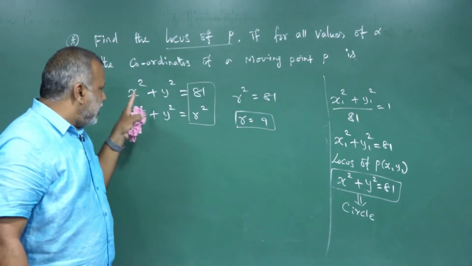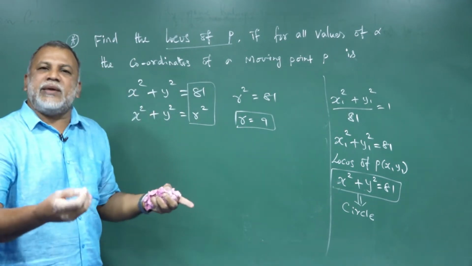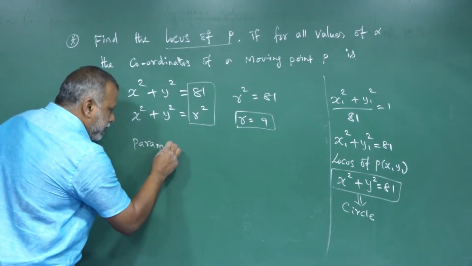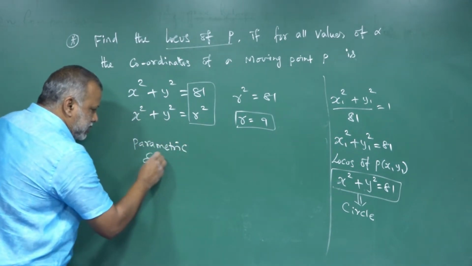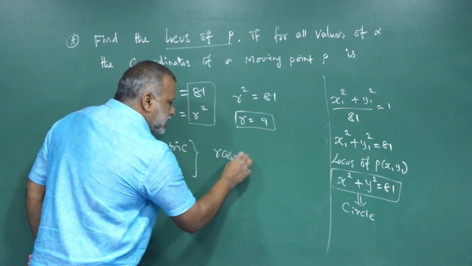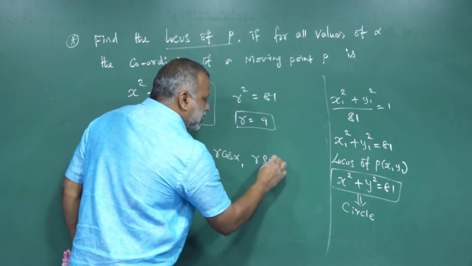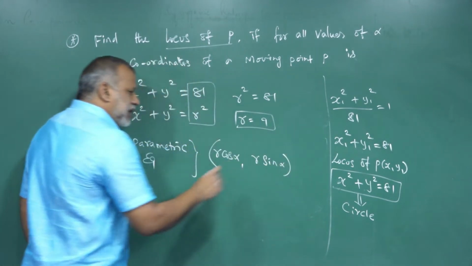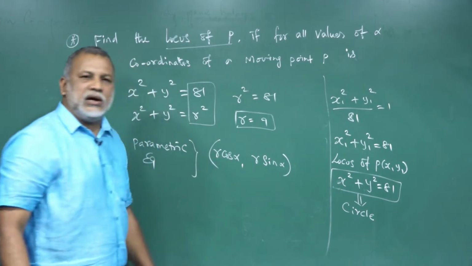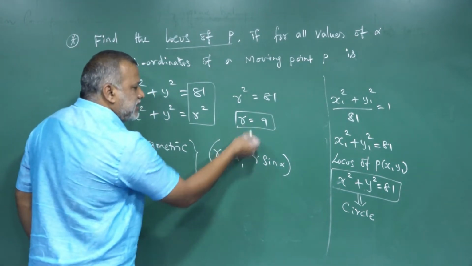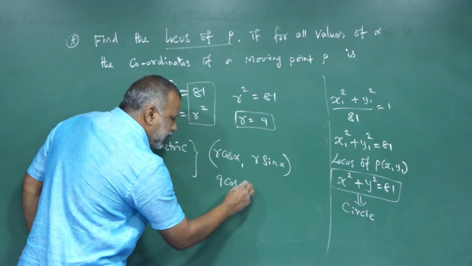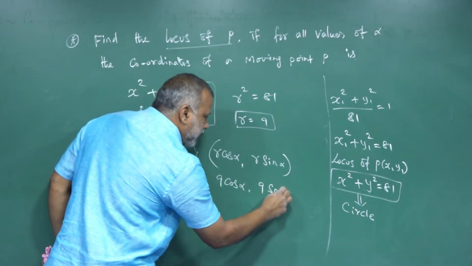This is the Cartesian formation. We need the parametric formation. See, the parametric equation of a circle. In general, r cos alpha, comma, r sin alpha. Instead of alpha, we can use theta also. So, r cos alpha, r sin alpha. Instead of r, we are just finding out the value. So, we can use it like this, 9 cos alpha, 9 sin alpha.